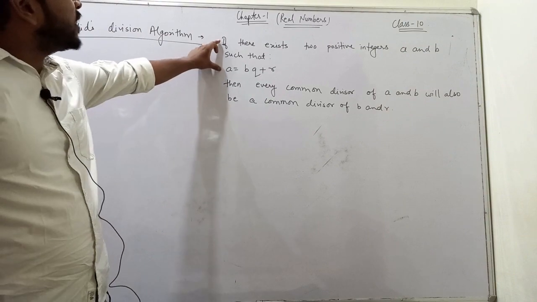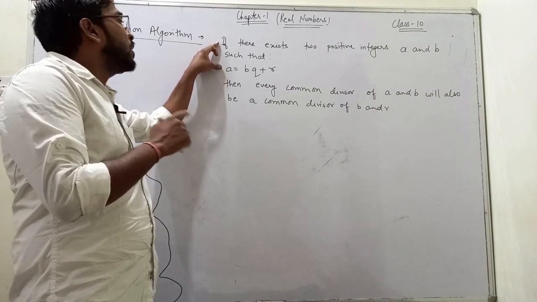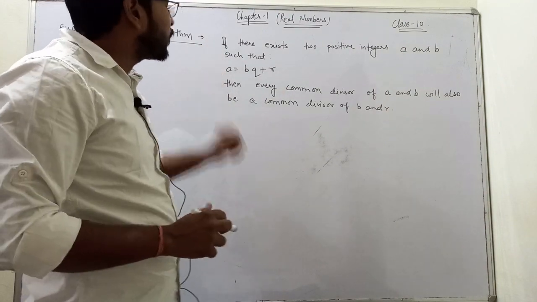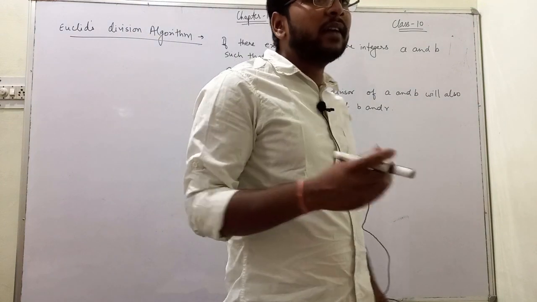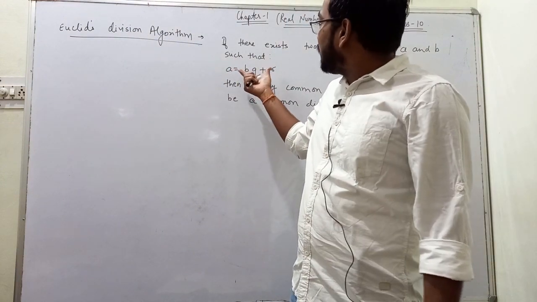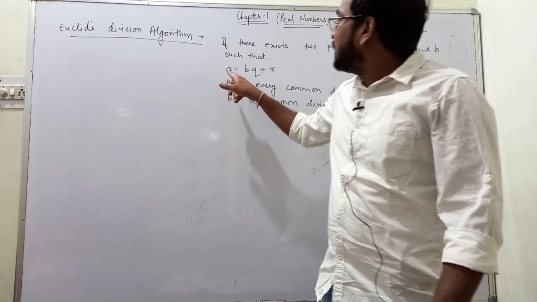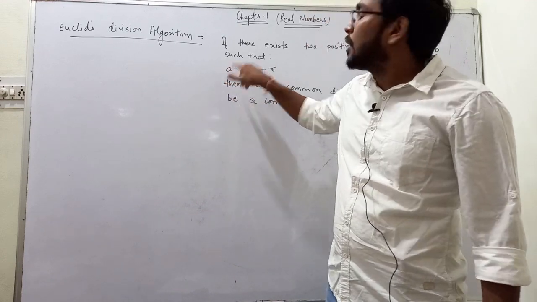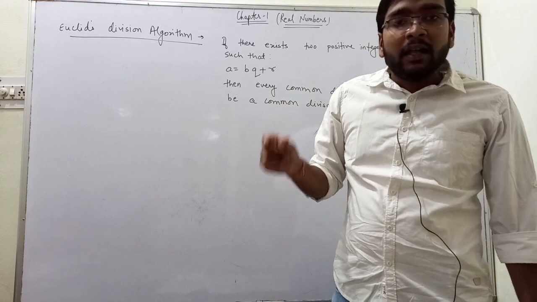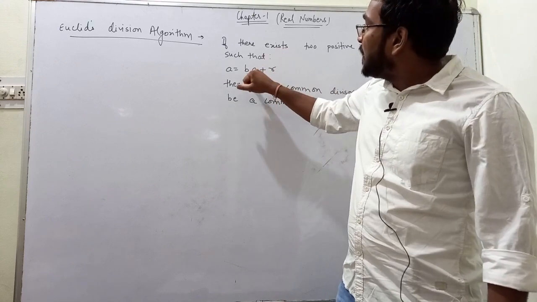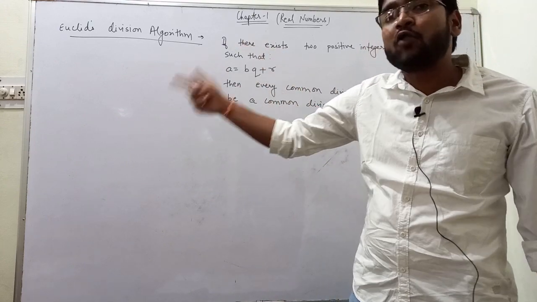The starting two lines are taken from Euclid's division lemma and these two lines are new. What does it state? That if in a statement of Euclid's division lemma, this a and b have a common divisor, then b and r will have the same common divisor.